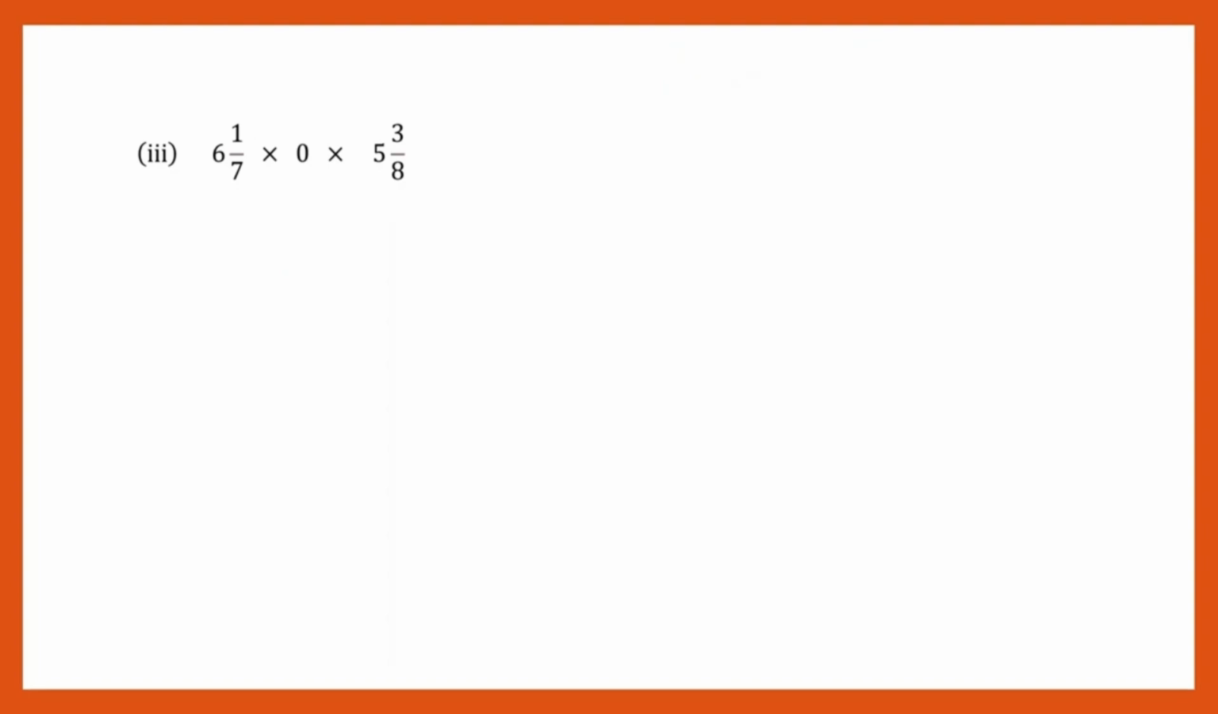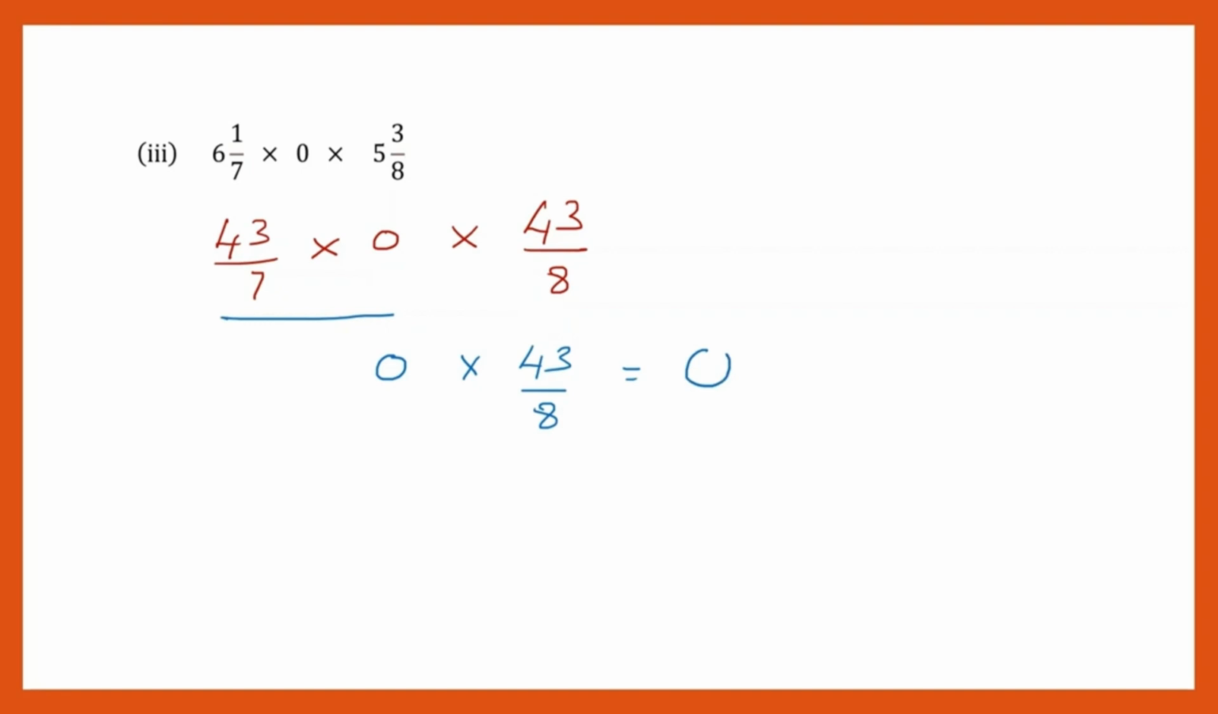Question 3. Let's convert. 7 6s are 42 plus 1, 43 by 7, into 0, into 8 5s are 40 plus 3, 43 by 8. So let's multiply. For the first part, 43 into 0. When you multiply these two, you get 0. 0 into 43 by 8 will also give you 0. So the answer here is 0.